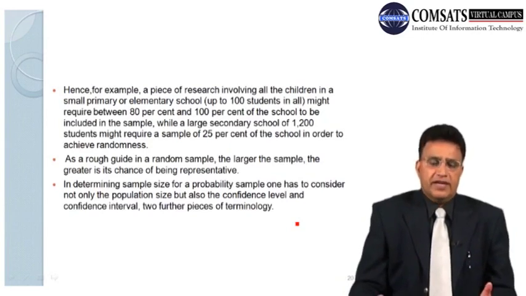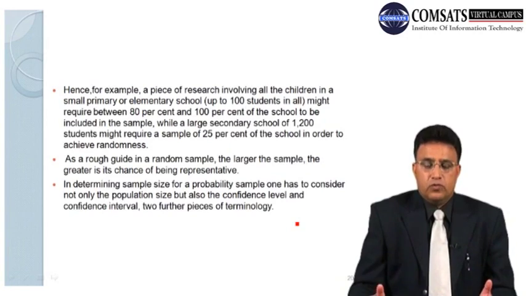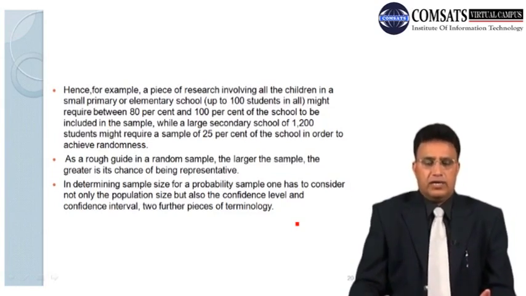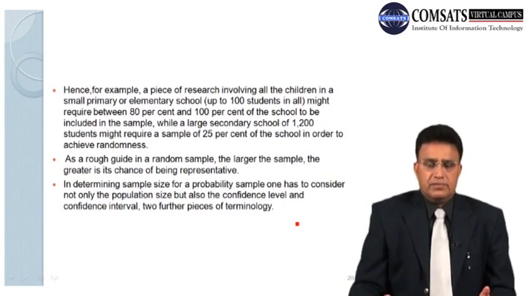Hence, for example, a piece of research involving all the children in a small primary or elementary school, up to 100 students in all, might require about 80% to 100% of the school to be included in the sample. While a large secondary school of 1,200 students might require a sample of 25% of the school in order to achieve randomness. As a rough guide, in a random sample, the larger the sample, the greater is its chance of being representative.